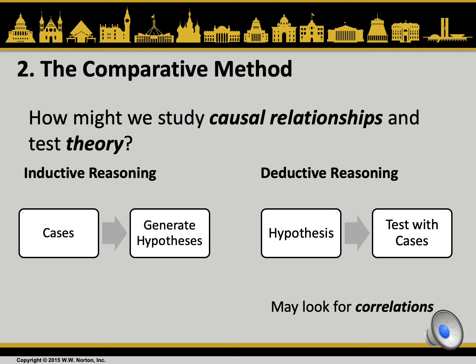So, for instance, a comparative analyst may look at democracies around the world and discover in the analysis that democracies generally do not go to war against each other. So the hypothesis that's generated in inductive reasoning in this case is just that democracies generally do not go to war against each other. Using deductive reasoning, the analyst would begin with that hypothesis, thinking that democracies do not go to war against each other, and then apply that hypothesis to a number of test cases.